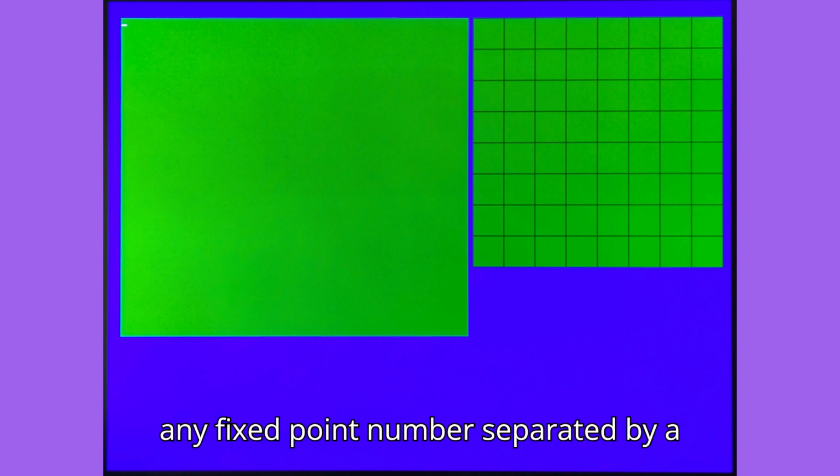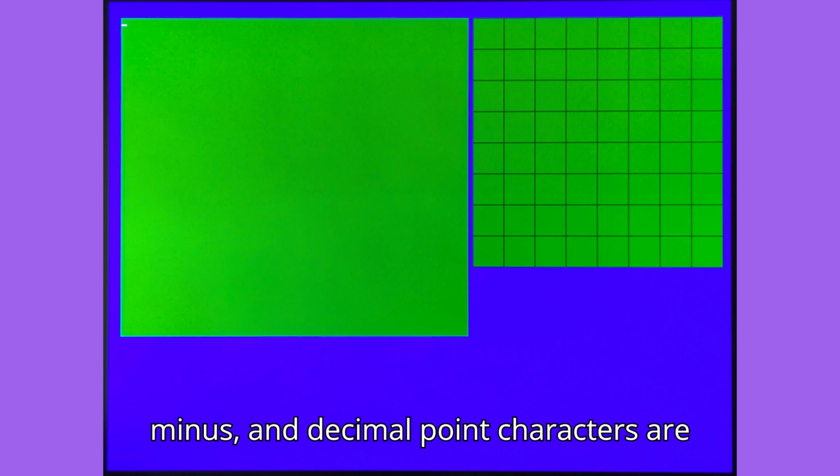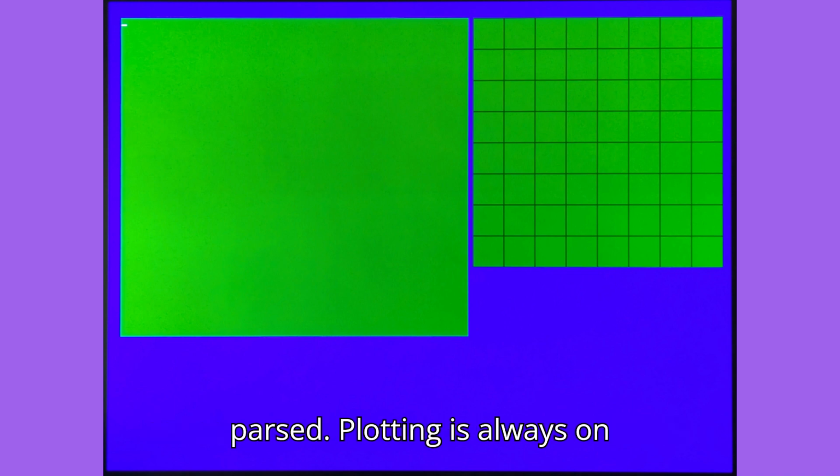Data is any fixed point number separated by a space or comma. Only 0 to 9, plus, minus, and decimal point characters are parsed. Plotting is always on and looks to start if a number starts in the text.